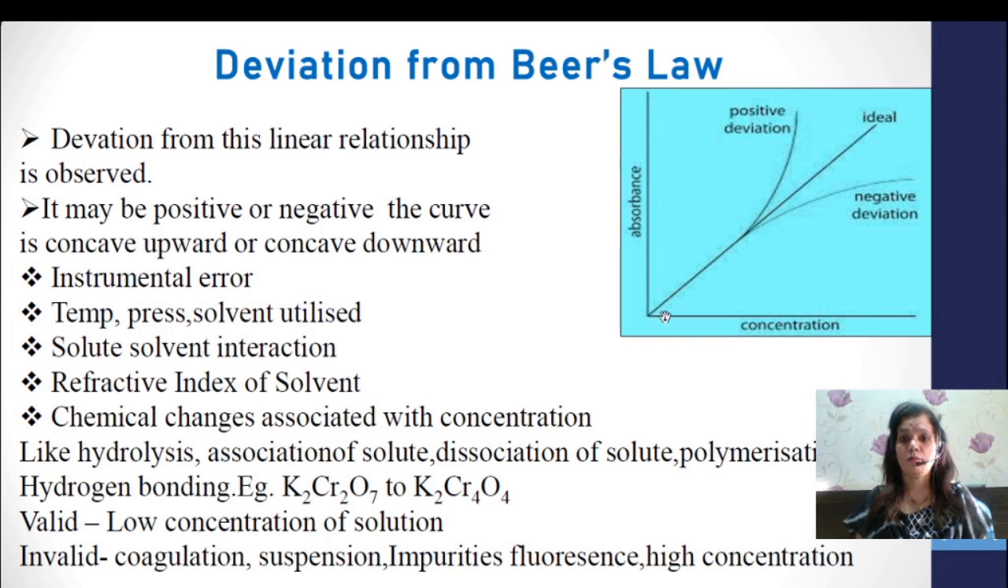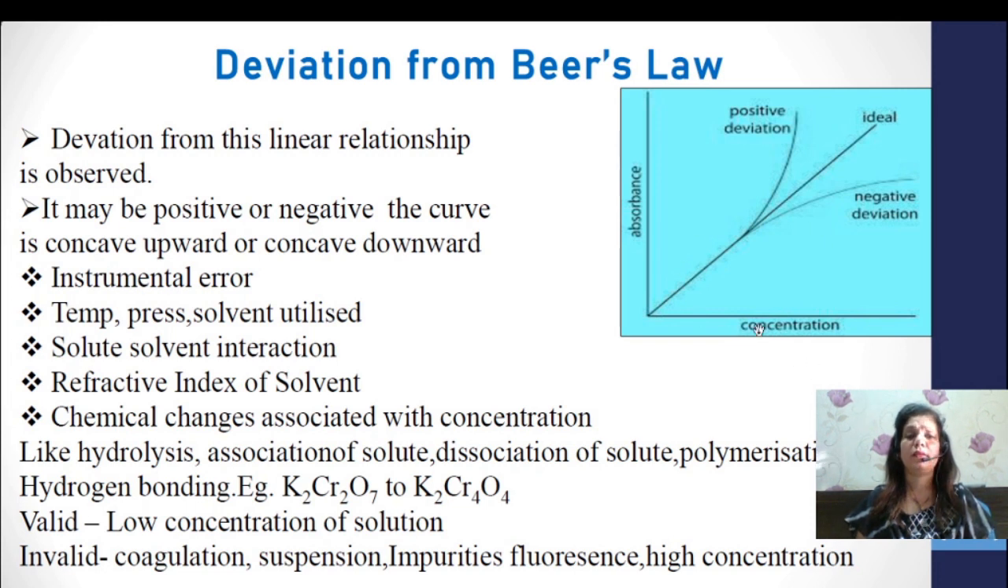But if I am getting an absorbance more than the expected reading, it is termed a positive deviation. Or when I am getting an absorbance less than the expected reading, then it is termed a negative deviation. Now, why does this happen, positive deviation and negative deviation? This may happen due to instrumental error, temperature, solvent utilized, solute-solvent interactions, refractive index of the solvent, or chemical changes associated with concentration. Now we'll see a few examples.